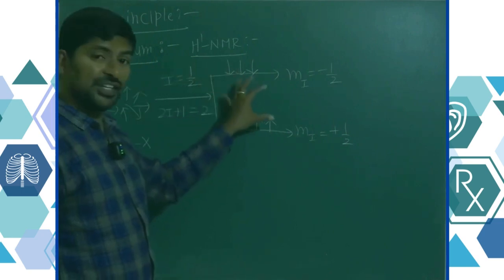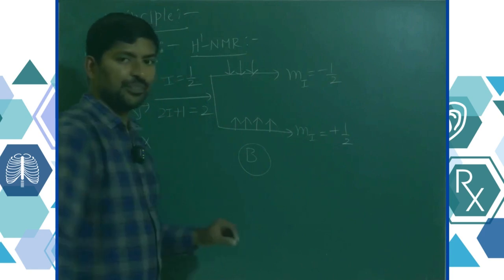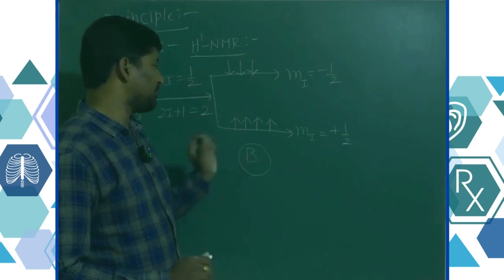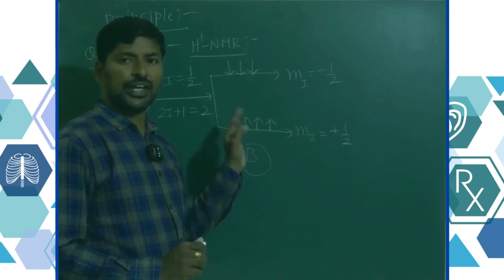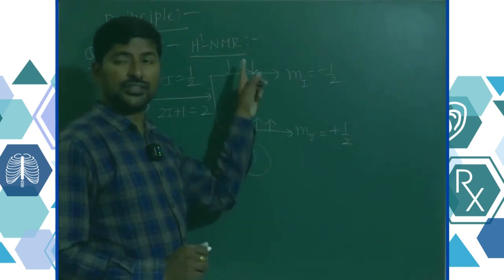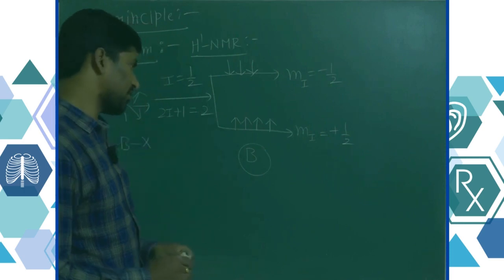This lifting of degeneracy is done by applying what? Magnetic field. That lifting of degeneracy is observed by applying a magnetic field. This is the role of the magnetic field in recording NMR spectra. Always the population in the lower energy levels is high compared to higher energy levels according to Maxwell-Boltzmann statistics.